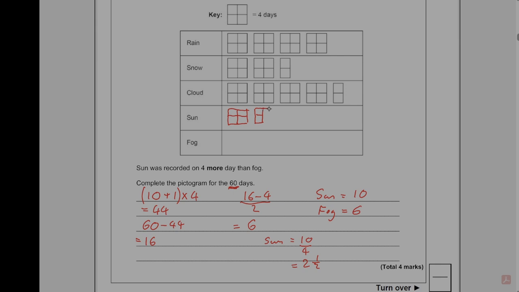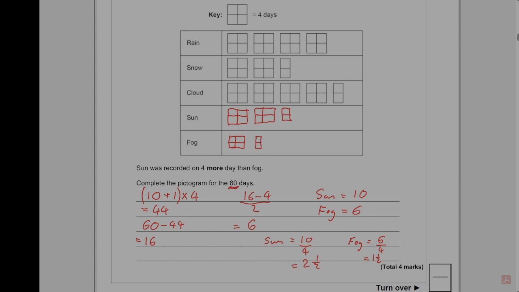Sorry, 2.5. I've done 1.5. 2.5. And for fog, I want 1.5. So I'll show that though. Fog is going to be equal to 6 divided by 4, which is going to be equal to 1.5. So 1.5.